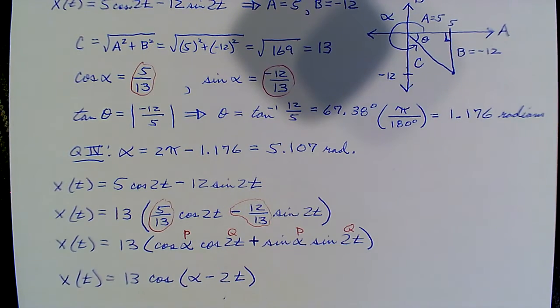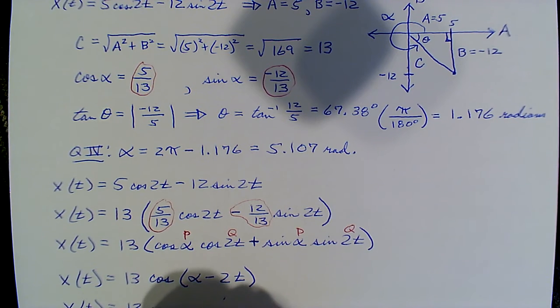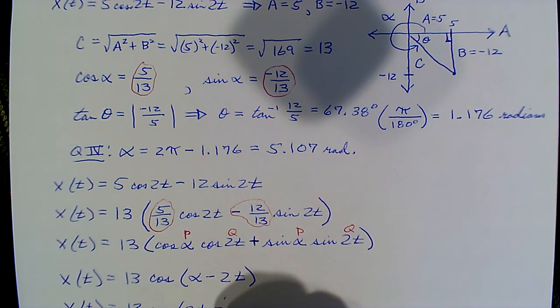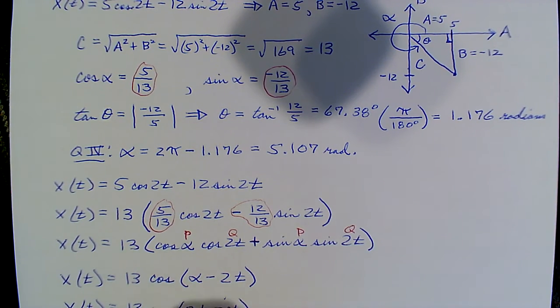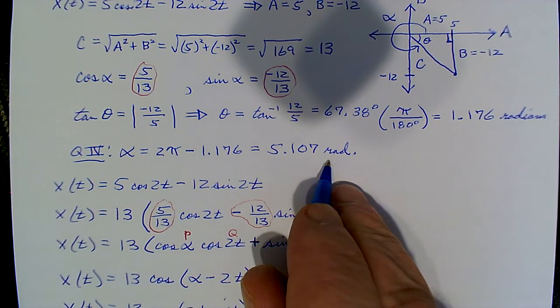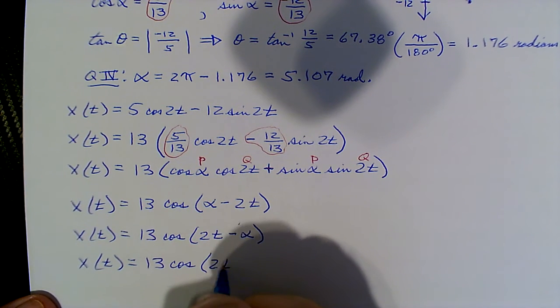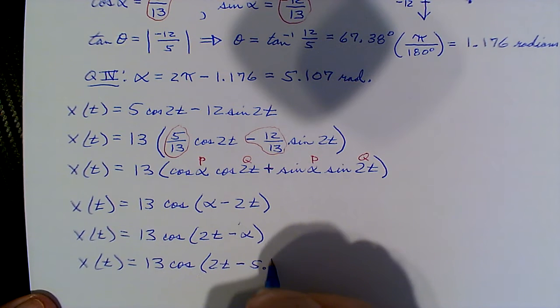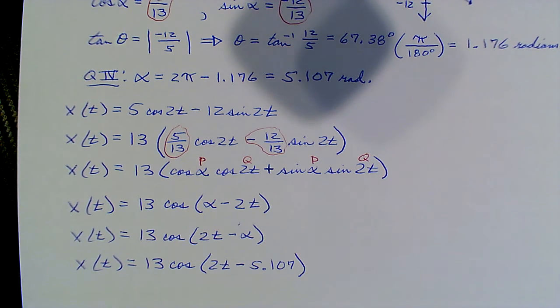So then this becomes 13 times the cosine of 2t minus alpha, and now we'll replace alpha with its value, which was 5.107. So we've got x of t is 13 cosine of the quantity 2t minus 5.107. Okay, now the significance of having that form is going to be illustrated by simple harmonic motion, and we'll get to that in a little bit.